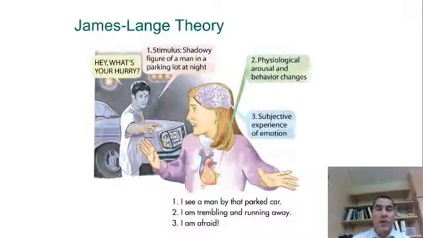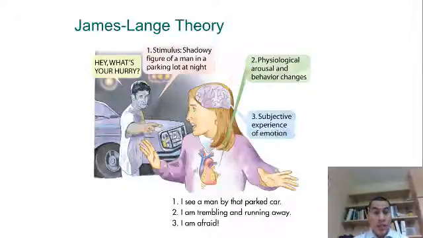We want to contrast that with the James-Lange theory. And here I have this scenario. Let's say you're in a parking lot and you see a shadowy figure, kind of a sketchy guy, and you don't know what he's holding in his other hand, and he approaches you, and then it's just you and him, and he says, "Hey, what's your hurry?"